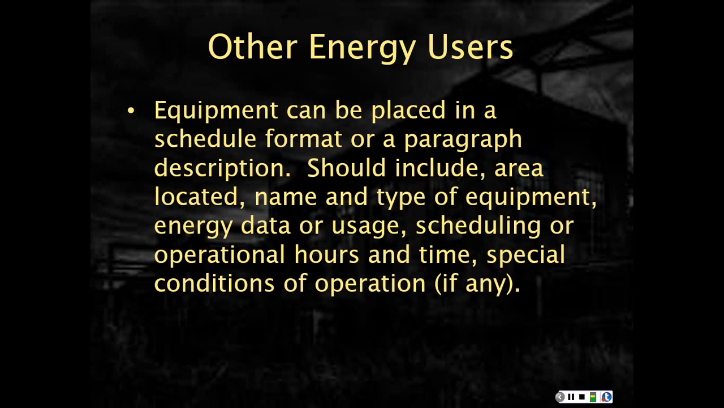Equipment can be placed in a schedule format or in a paragraph description. It should include the area located, the name and type of equipment, energy data or usage, scheduling or operational hours and time, and the special conditions of the operation, if any. So any information regarding this special piece of equipment should be put in.